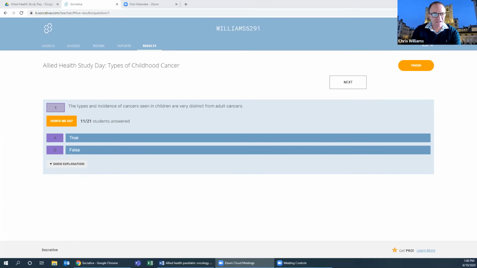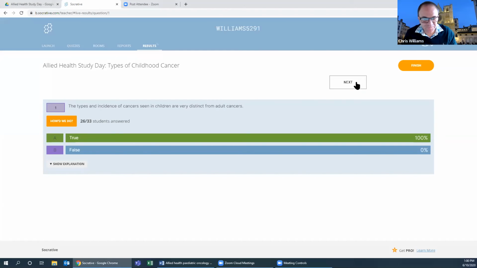So let's have a look here. The types and incidence of cancer seen in children are very distinct from adults. Georgia, you want to give us the results? That's true. I think it's an important thing to understand, that what we're seeing in the childhood space is very, very different than we see in the adult space, including the models of care. Very, very different. We're very much around family-centered care, and our outcomes are much better.